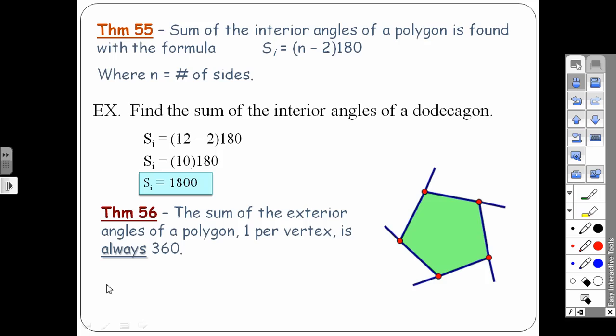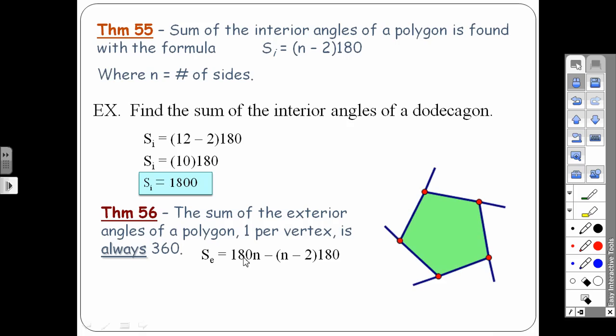So let's take a look at why. That's kind of interesting. Why would that always be 360? Okay, so if you notice, right here at each vertex, the exterior angle and the interior angle make a straight angle. So at each vertex, we have 180 degrees. Here, here, here, here, and here. So we have n number of 180 degrees for the exterior and the interior combined.